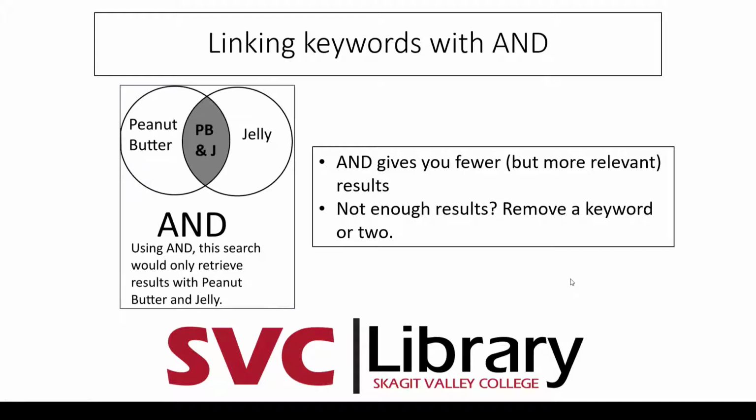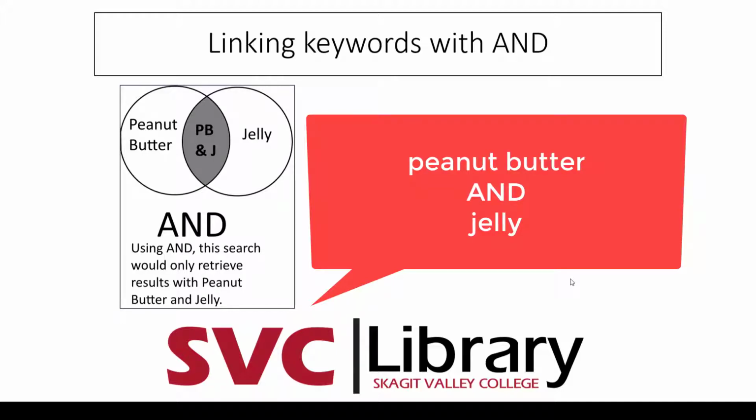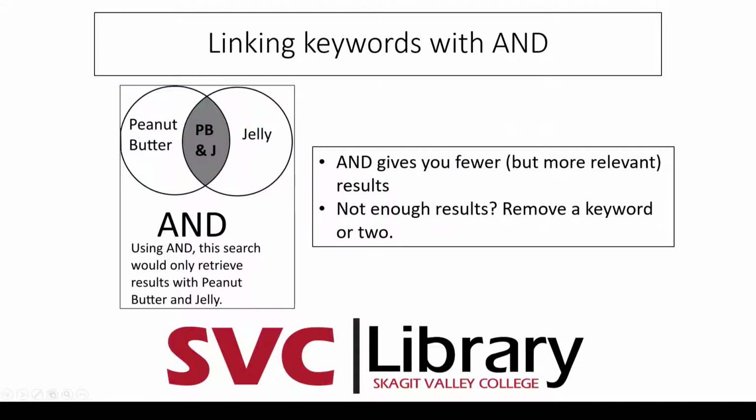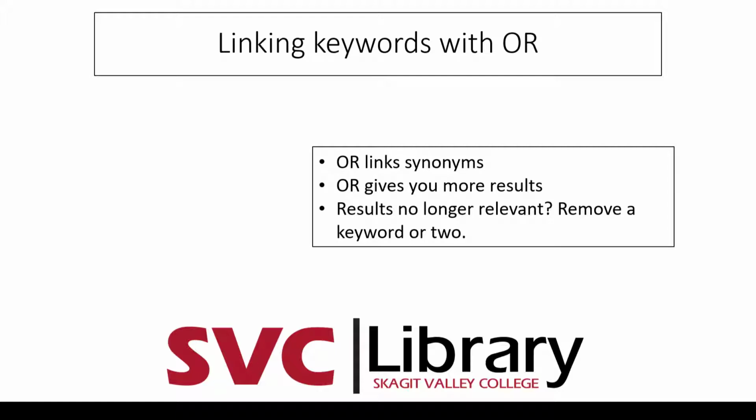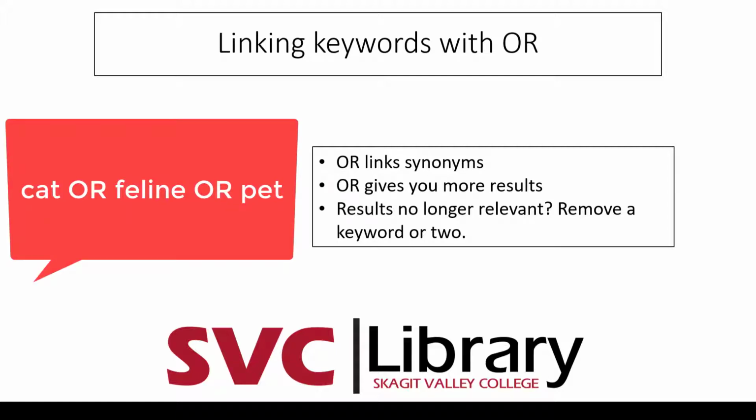If my search is peanut butter and jelly, I don't get all those articles that just say peanut butter or all those articles that just say jelly. I only get the smaller subset of articles that say peanut butter and jelly. What about or? Or links are synonyms such as cat or feline or pet.